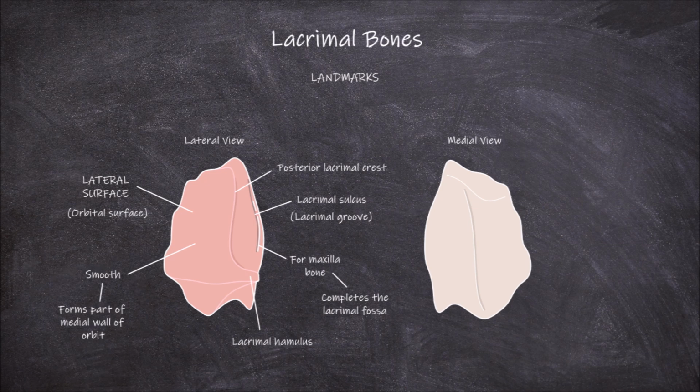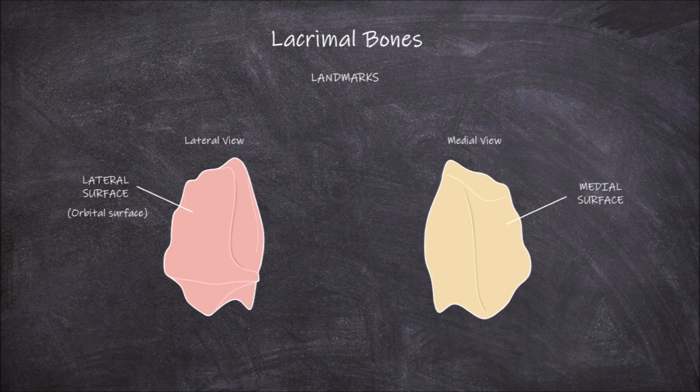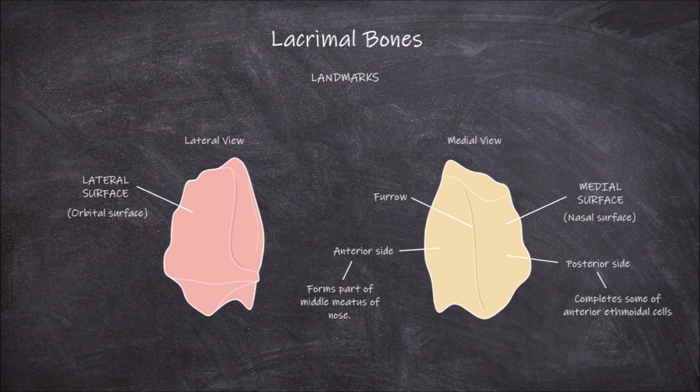The second surface is the medial surface. This surface is also known as the nasal surface as it faces the nasal cavity. This surface has a furrow along it which corresponds to the lacrimal crest on the lateral surface. The anterior side of this surface forms part of the middle meatus of the nose. The posterior side of the surface articulates with the ethmoid bone and completes some of the anterior ethmoidal cells.